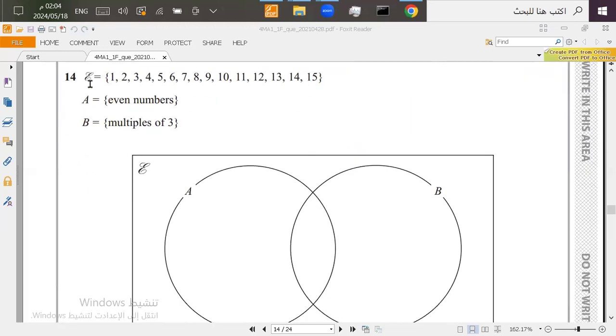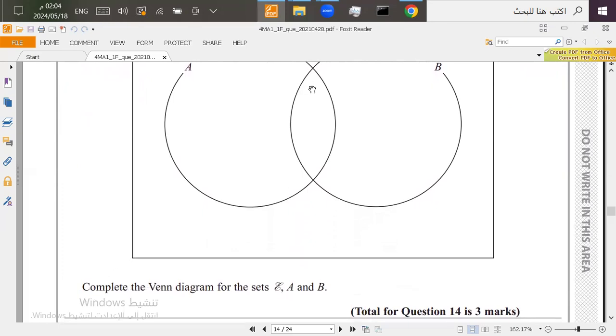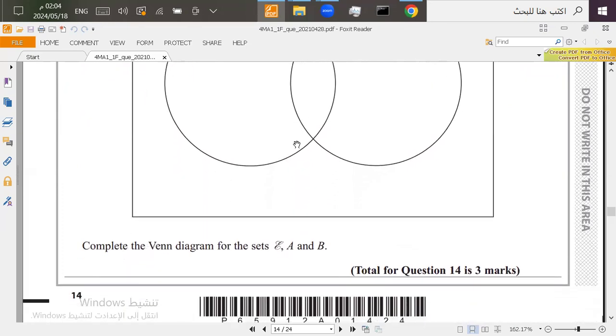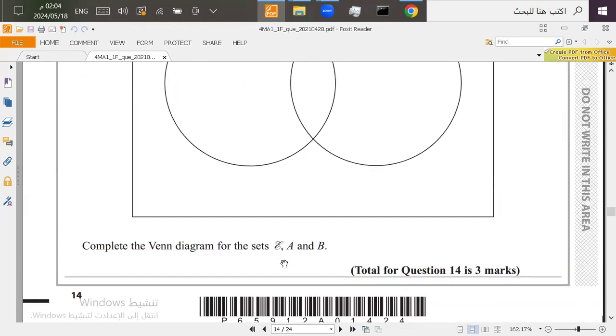We have the universal set, which is the numbers from 1 till 15. And then we have A, which is a set of even numbers, and B, the set of multiples of 3. Here we have set A and set B, and the universal is outside, from 1 to 15. The question is, complete the Venn diagram for the sets universal, A and B. So they want us just to fill the gaps of the Venn diagram here, okay?